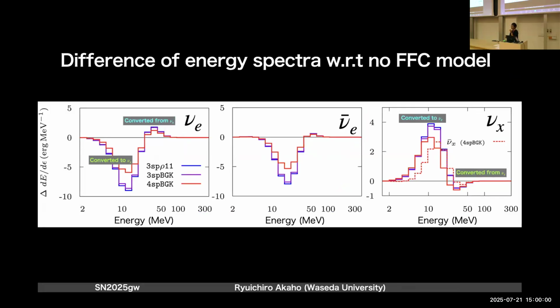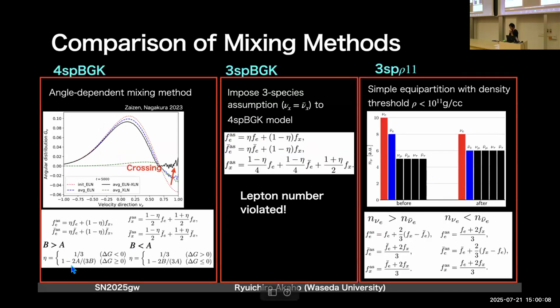When you say 3 species treatment and 4 species treatment, what differs between the two treatments? Okay, so in the 3 species models, for the BGK model, I simply took the average of nu x and nu x bar as nu x. And also the density threshold method by Ehring didn't distinguish nu x and nu x bar.